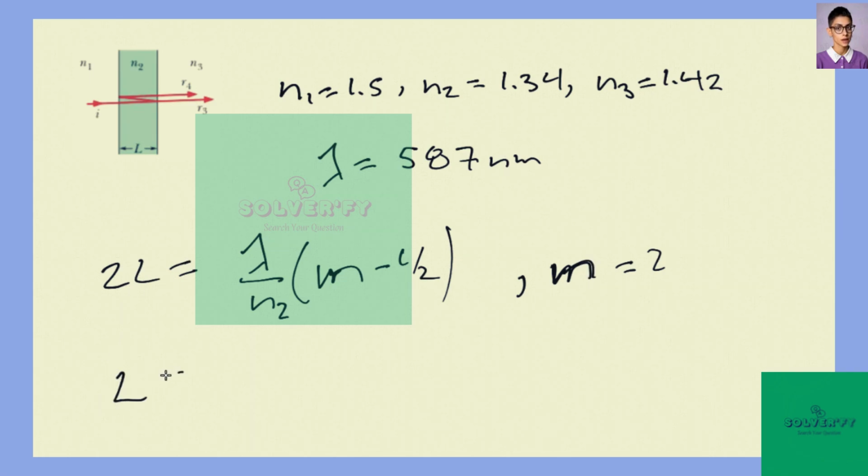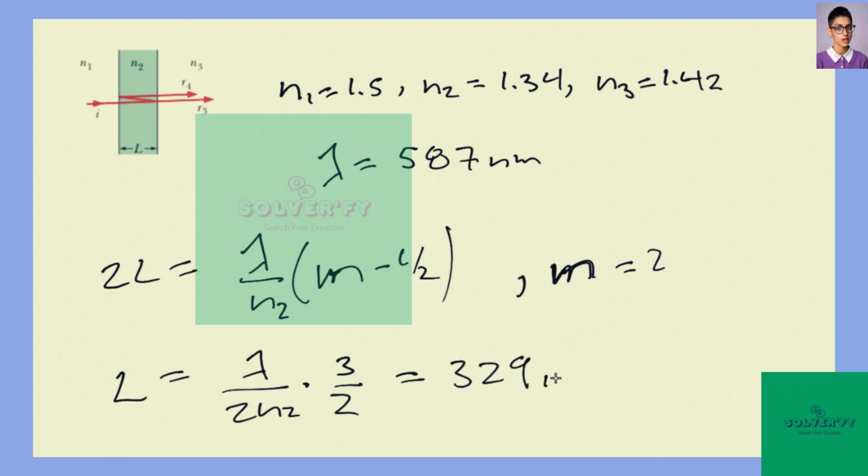So we divide by 2, so that can be lambda over 2 n2, and then times m minus 1/2, which is 2 minus 1/2, which is 3/2. And plugging in all the numbers up here, this turns out to be 329 nanometers.